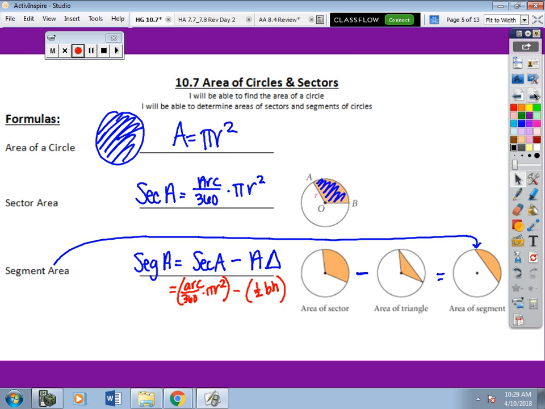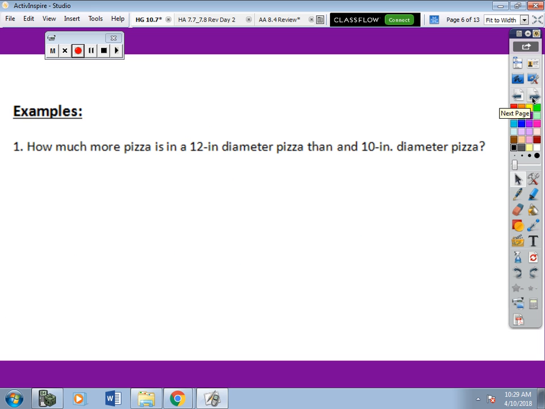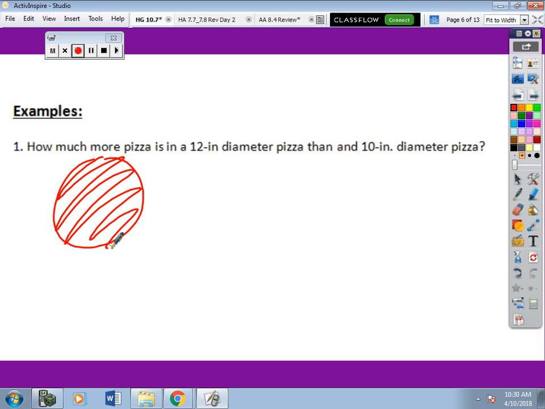All right, on the front, all sectors. Actually, regular circles first. How much more pizza is in a 12-inch diameter pizza than a 10-inch diameter pizza? So this one you have to think about the fact that you're talking about the whole pizza, which is the area. Area is pi r squared. So what would the diameters of each of the pizzas be? What would the radius be if we know the diameter is 12? 6 and 5. So we'll find the area of each.